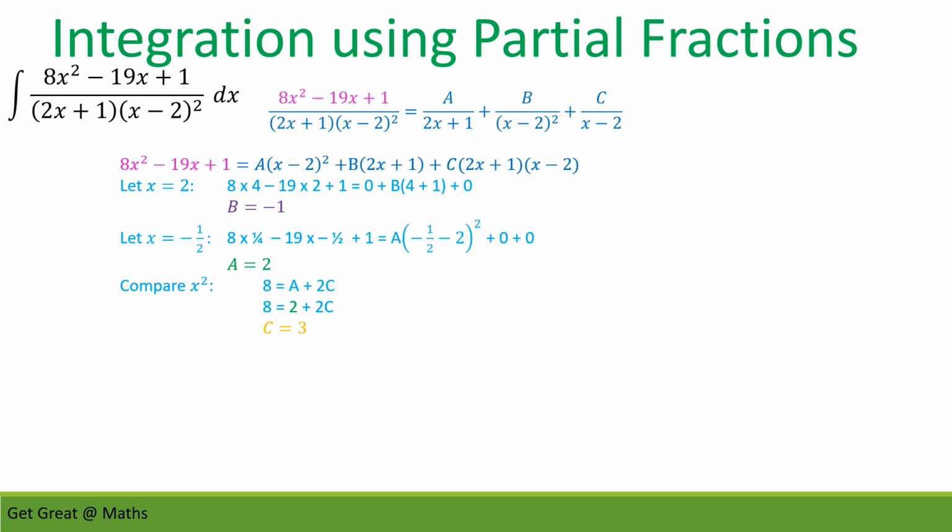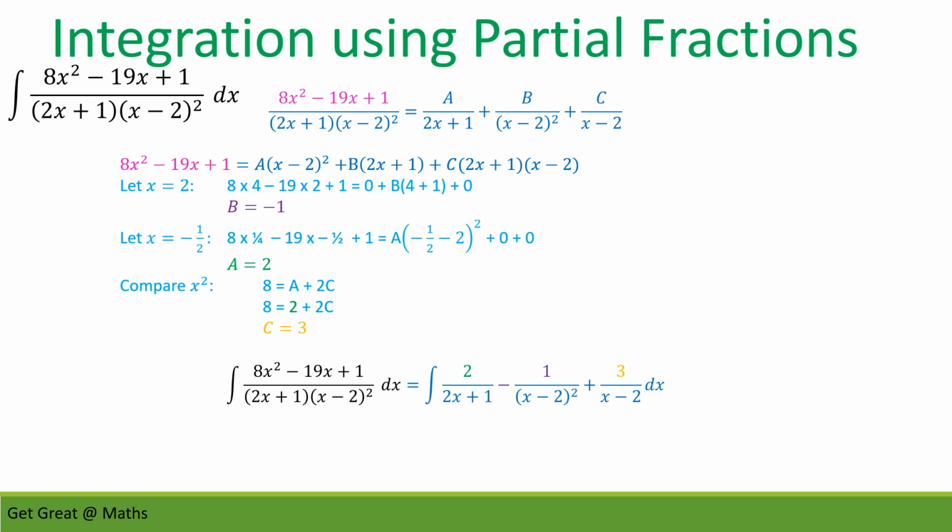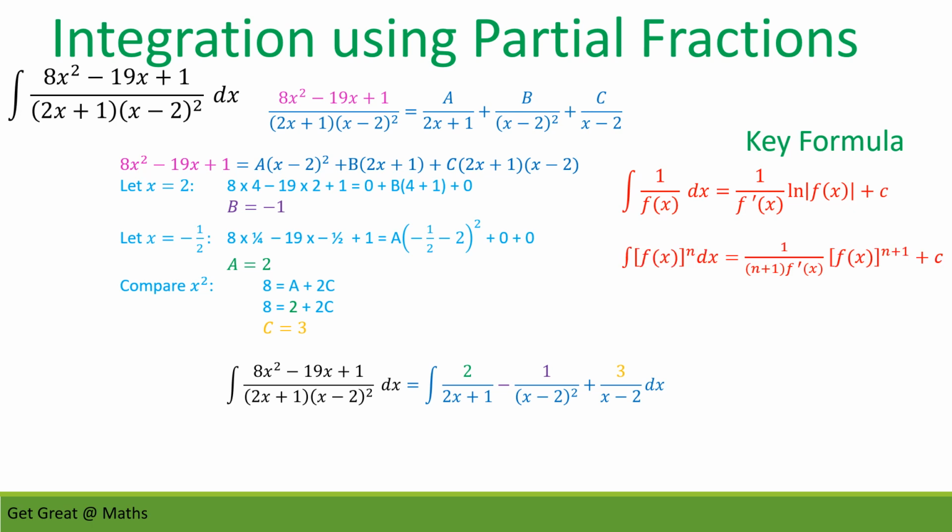I can then substitute all these 3 terms back into the integral. Now I've got to integrate each of these 3 terms, and the rules we're going to be using are the key formulas. We're going to be doing the integral of 1 over f of x dx is equal to 1 over f dashed of x ln of f of x plus c.